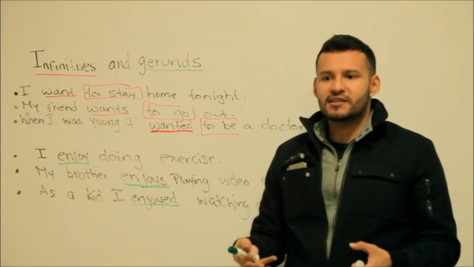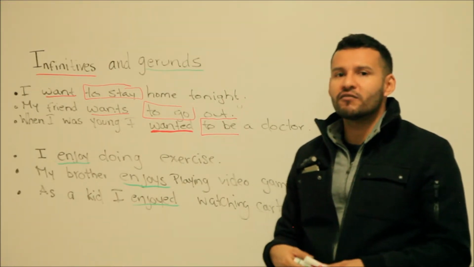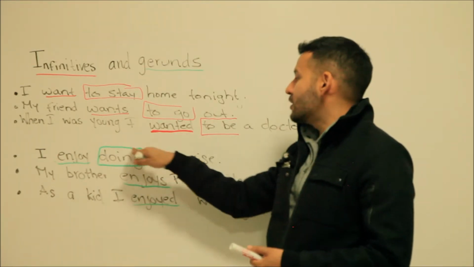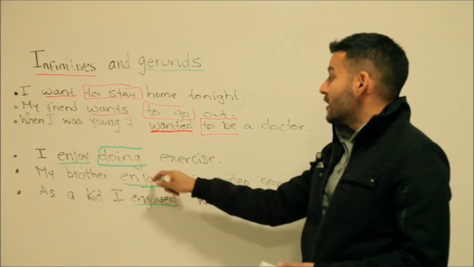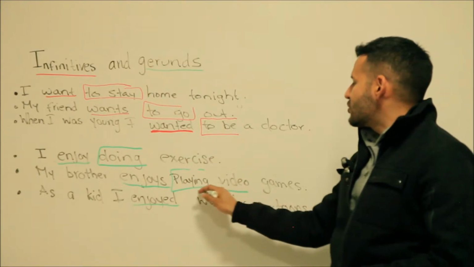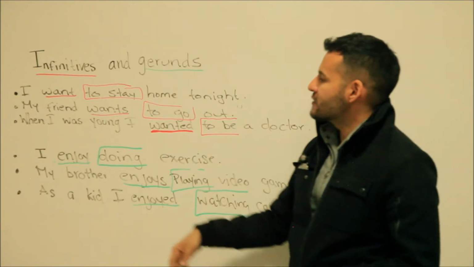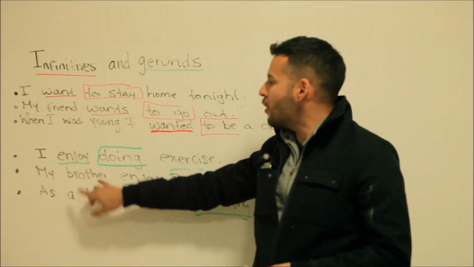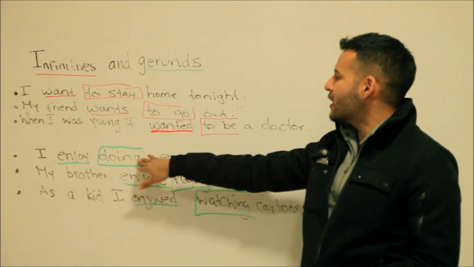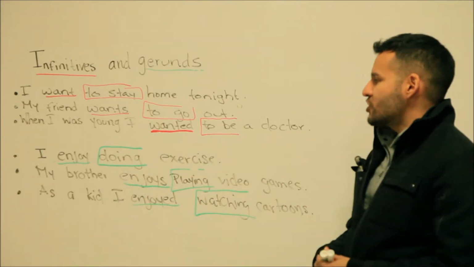Now, the only problem is that an infinitive is not the only possibility when you have a sentence with more than one verb. Another possibility is a gerund. So, for example, I enjoy doing exercise. My brother enjoys playing video games. And as a kid, I enjoyed watching cartoons. It's similar in the sense that the subject and the tense only affect the first verb, but it's different because in this case you have a gerund: doing, playing, and watching.